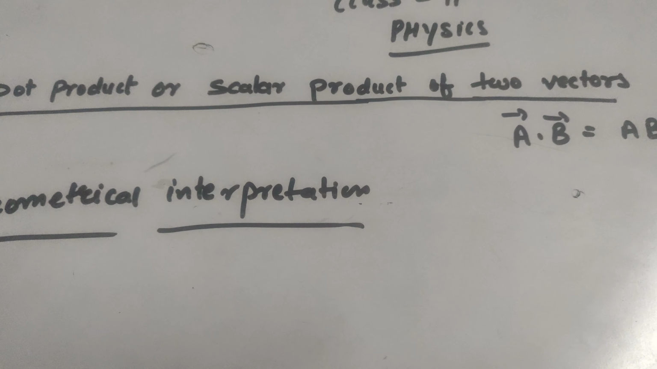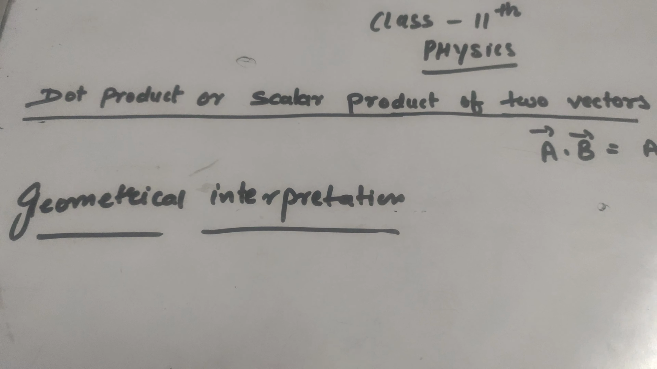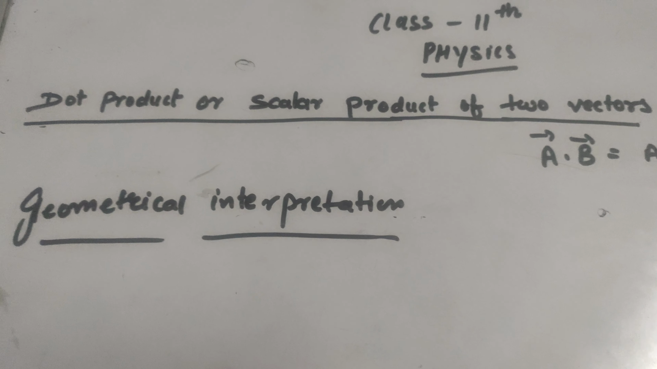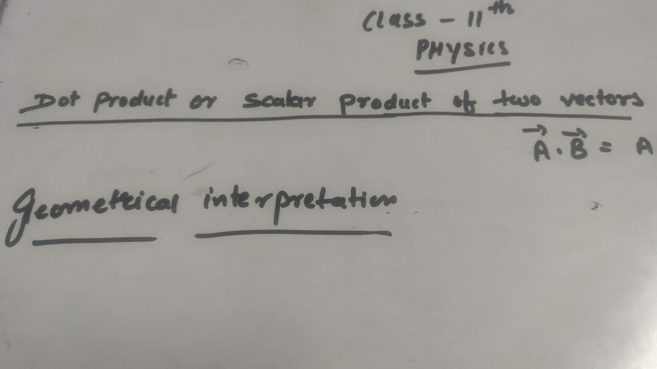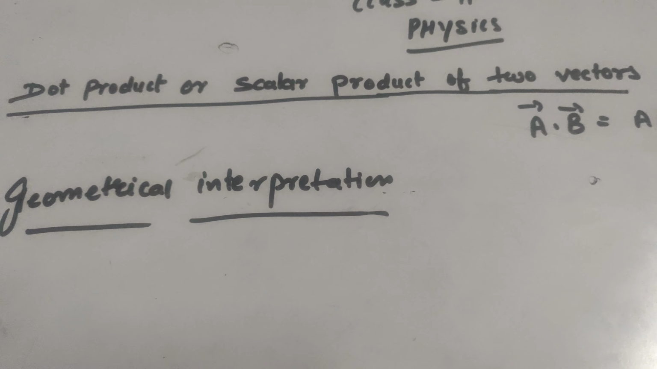Dot product or scalar product of two vectors. This is one of the most important topics, dot product and vector product or cross product, as most of the numericals or most of the questions come from this dot product or vector product, right?